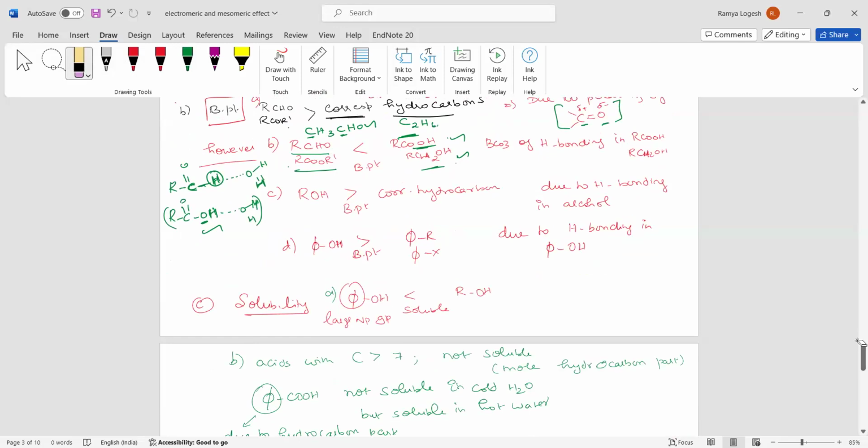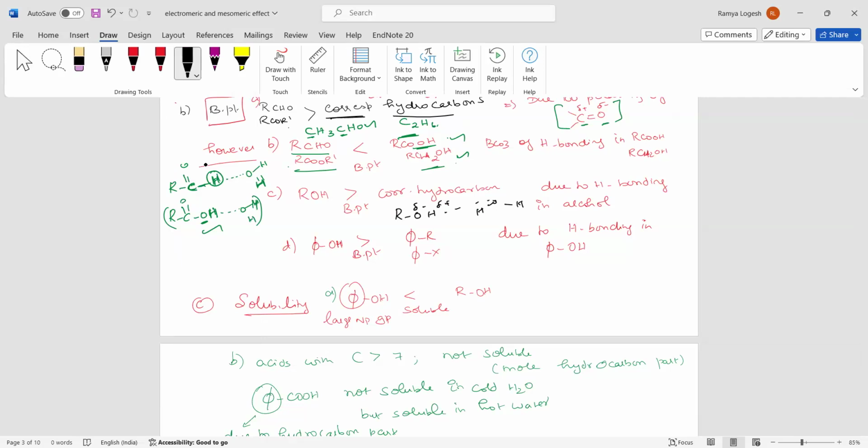Again, when you compare alcohol with a hydrocarbon, alcohol can form intermolecular hydrogen bonding. We just now saw this is delta minus, this is delta plus. It can go for intermolecular hydrogen bonding, isn't it? So therefore, alcohols have a higher boiling point compared to the corresponding hydrocarbon.